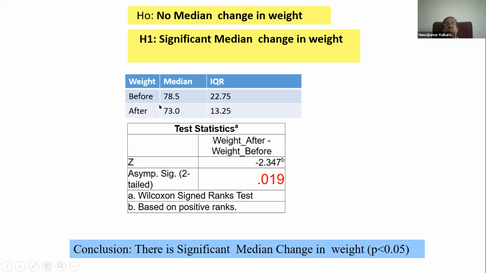So when you report your result, you report the median. Median weight before was 78.55 kg and the interquartile range was 22, which is equivalent to the standard deviation. If you are reporting mean and standard deviation in the case of a parametric test, then in a non-parametric test you report median and interquartile range, and this Z value and P value, and state the conclusion. So this is about the signed rank test.